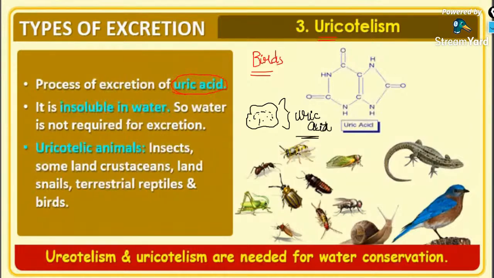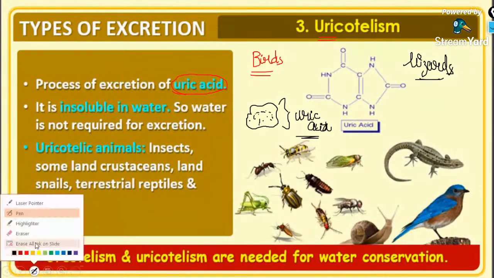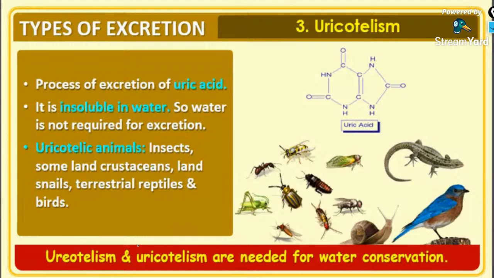In case of lizards also, their excretory material is black and white in color. Am I right? So it is uric acid excretion, and those organisms are referred to as uricotelic organisms. It is insoluble in water.